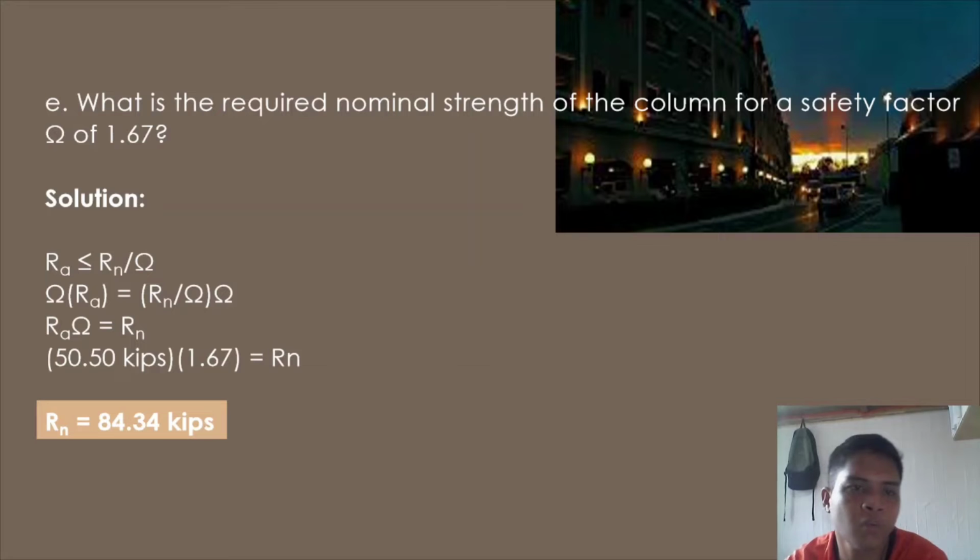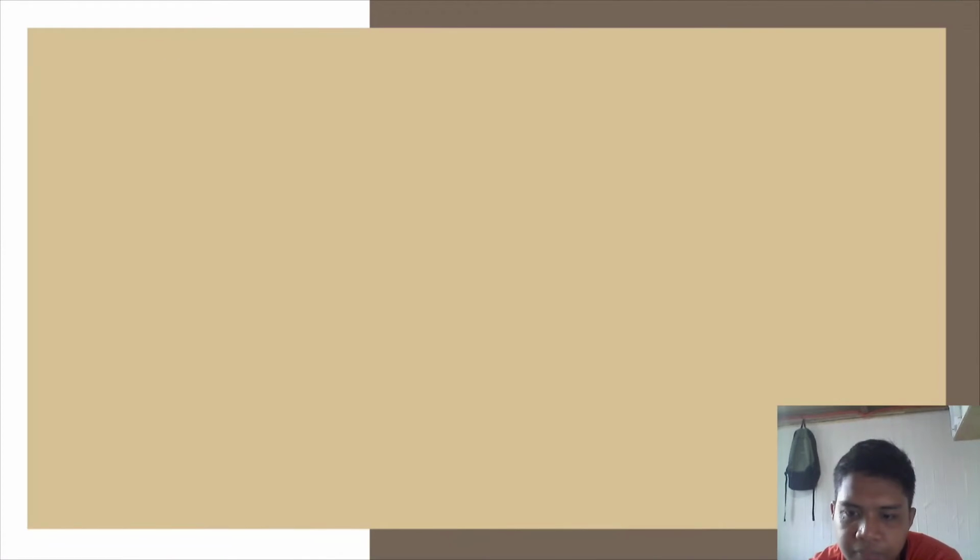Next is E. What is the required nominal strength of a column for a safety factor of 1.67, or that is factor of safety? Formula natin sa book is required strength equal or less than nominal strength over factor of safety. So derive muna natin para maging alone yung nominal strength natin dito. Times tayo ng safety factor para makancel to. Ang formula na ngayon natin sa nominal strength is required strength times safety factor. And then substitute natin yung mga nakuha natin, yung RA natin, nakuha natin kanina. Ito, given to yan. Substitute. Multiply yan sila. Required nominal strength natin ngayon is 84.34 kips. Yan yun. Sagot.